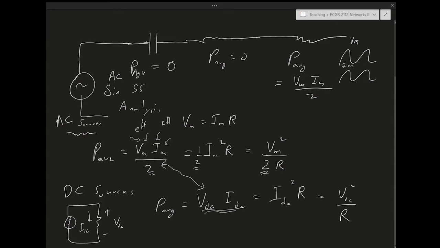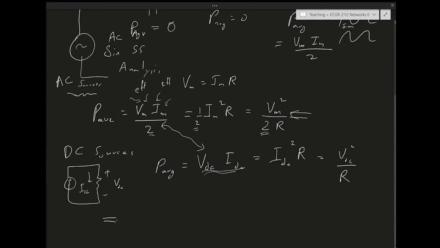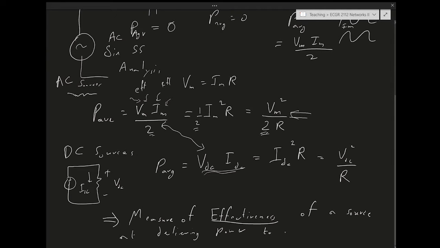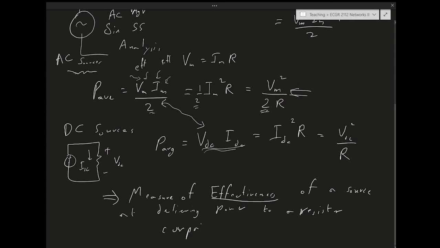That is the motivation: how to rewrite the different formulas for the AC case in a form that makes them match the DC case. So in a way, we were trying to find a measure of the effectiveness of a source at delivering power to a resistor compared to a DC source.